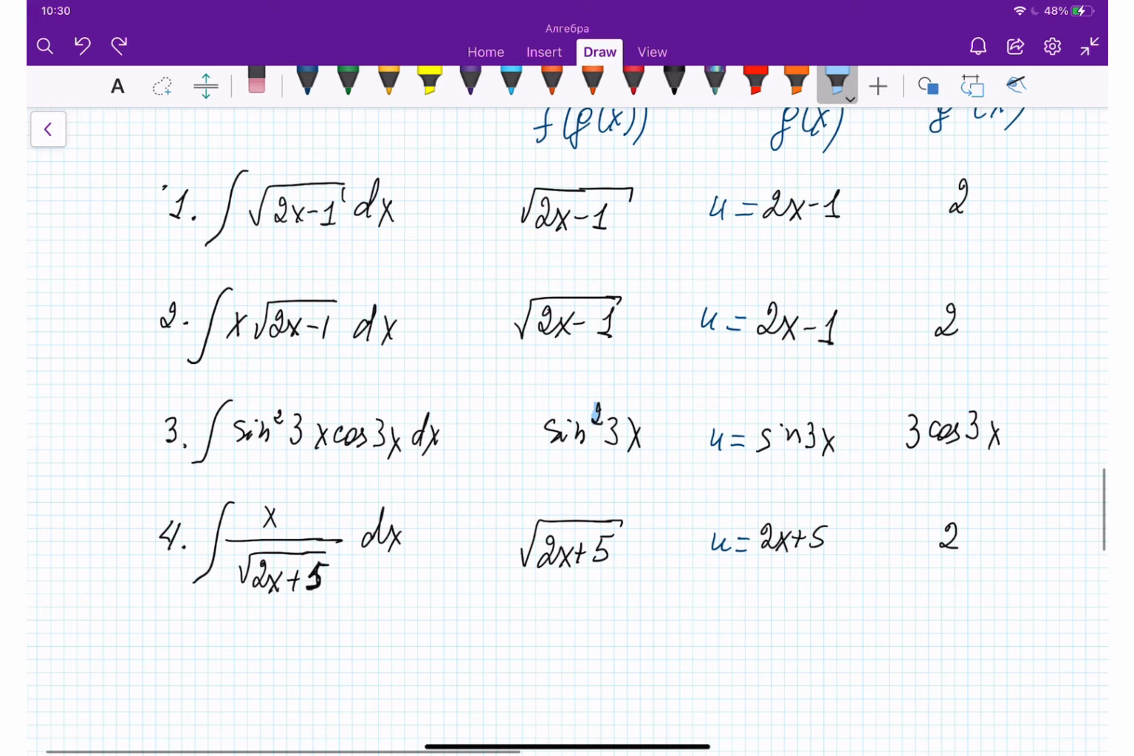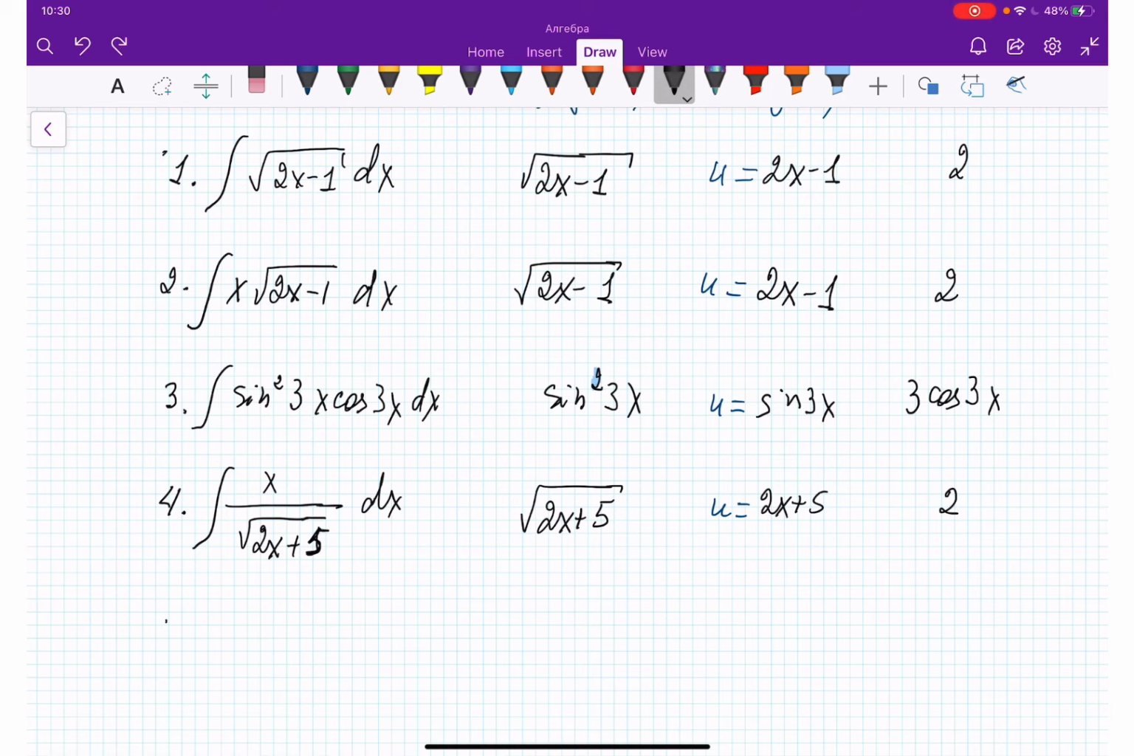Okay, next one. Now I'm going to bring an example that you can clearly see. Also, number 5, we have the integral of f of 8x squared plus 1 times 16x dx.